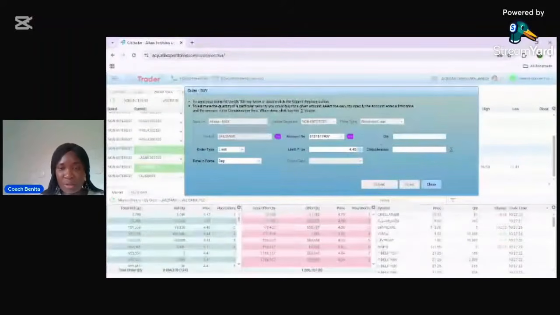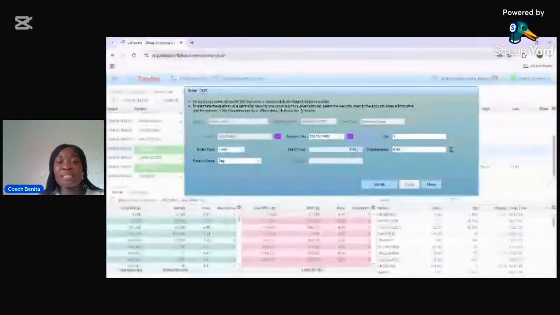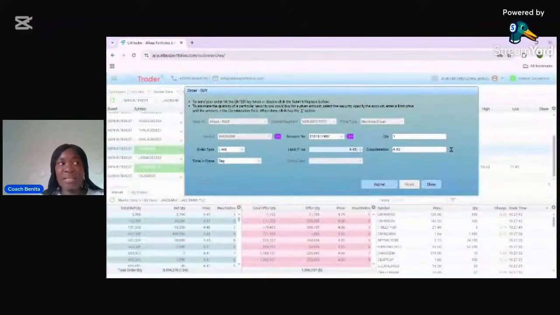Quantity, because it's a tutorial, let me write one. Now, this is the way to buy. I'm showing us how to buy. Don't forget, the initial price was 4 naira 41 kobo. I had to change it to 4 naira 45 kobo because if I don't place it above, I might not get it to buy. So just one and I submit.